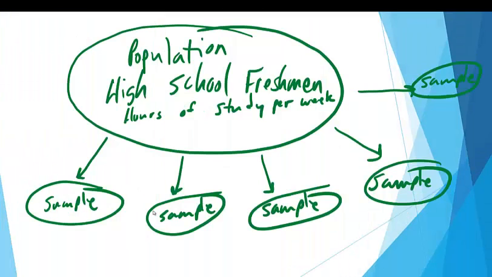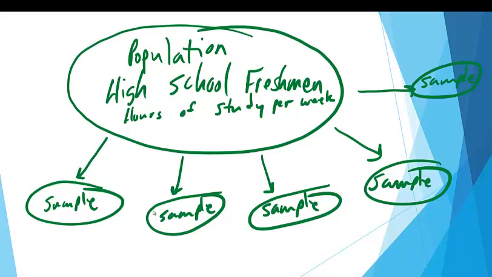So let's take, for example, some hypothetical study here. So let's say our population is high school freshmen and we want to know the hours they study per week. And so in order to do this, we are going to sample some freshmen around the country. Let's say our population is the freshmen in the country as a whole. Or you could say freshmen in the state of Oklahoma.